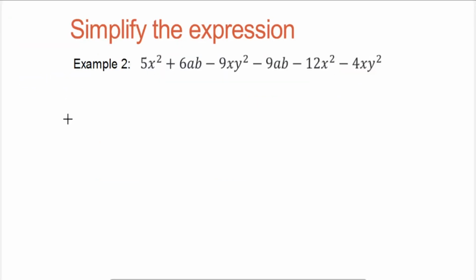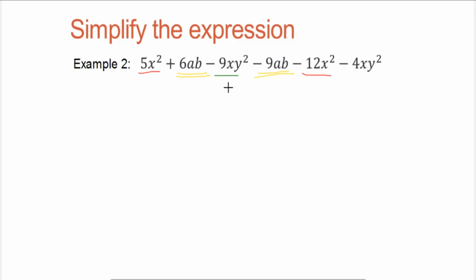Let's get started with the second example. Here again you can observe that there are no brackets in the expression. So we will first collect the like terms. 5x square and minus 12x square have the same variable of x and the power of the variable is 2, and hence they are the like terms. Next, you can observe 6ab and minus 9ab also have the same variables a and b. So that is the next pair of like terms.